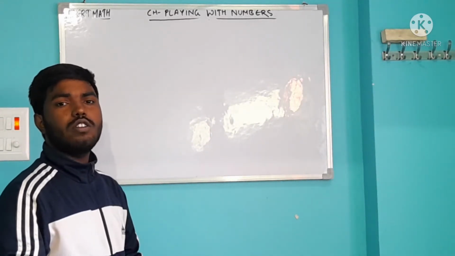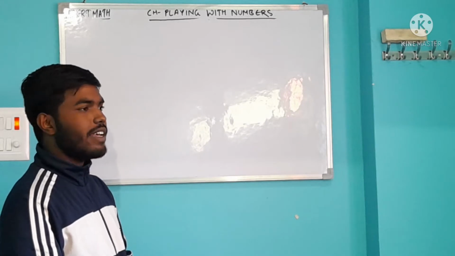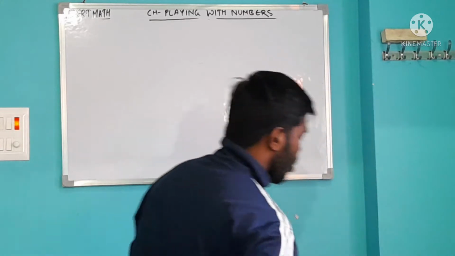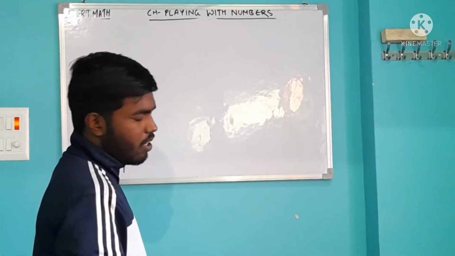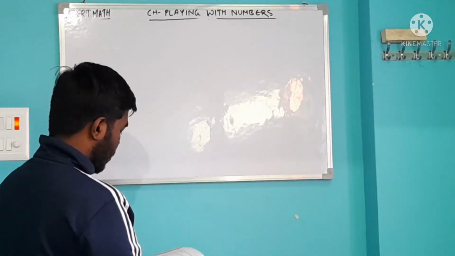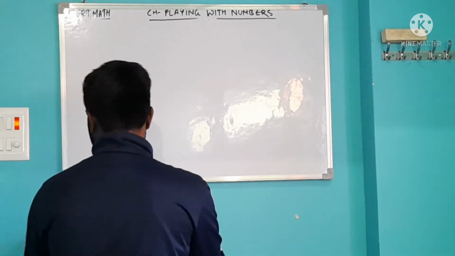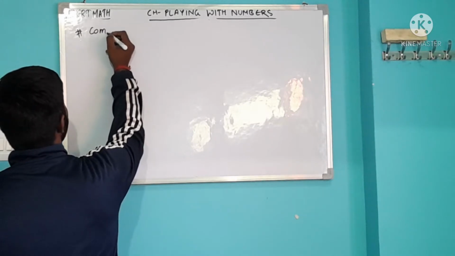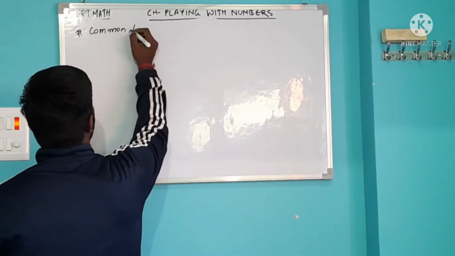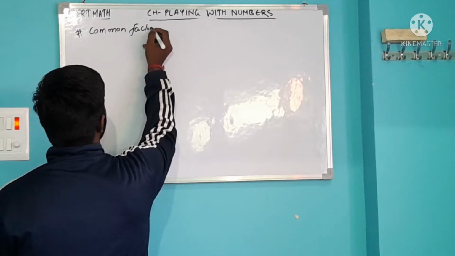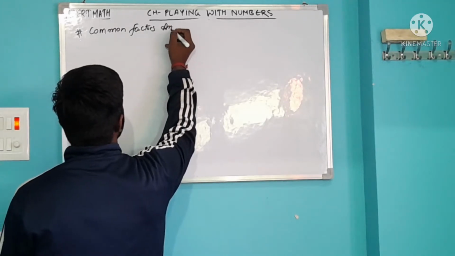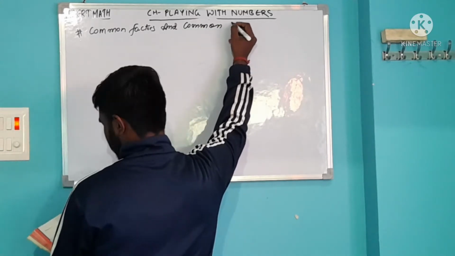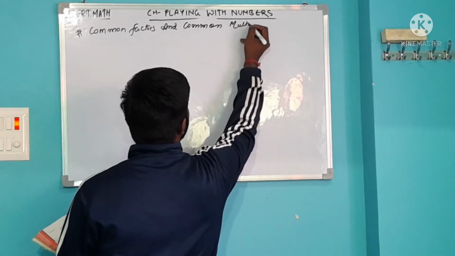In the previous class, we already completed our third exercise, which is exercise 3.3. From this class, we start our next topic, which is common factors and common multiples.